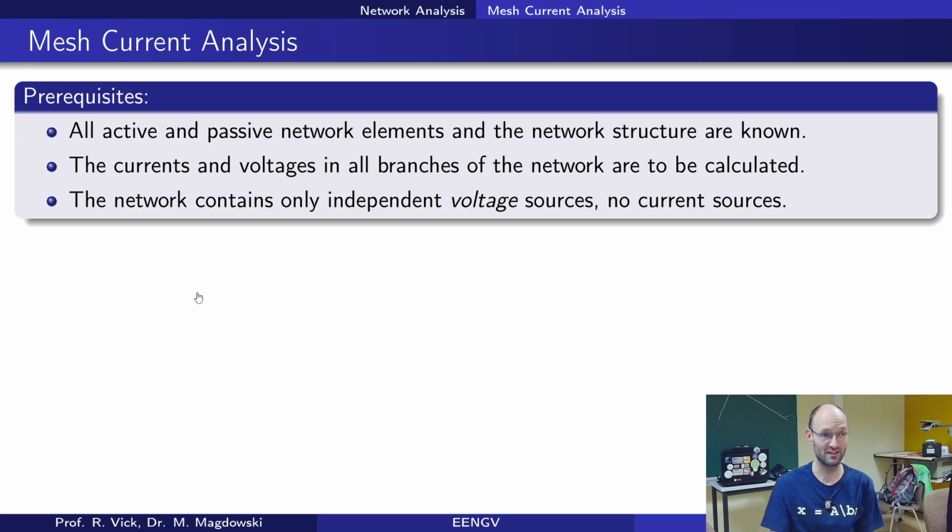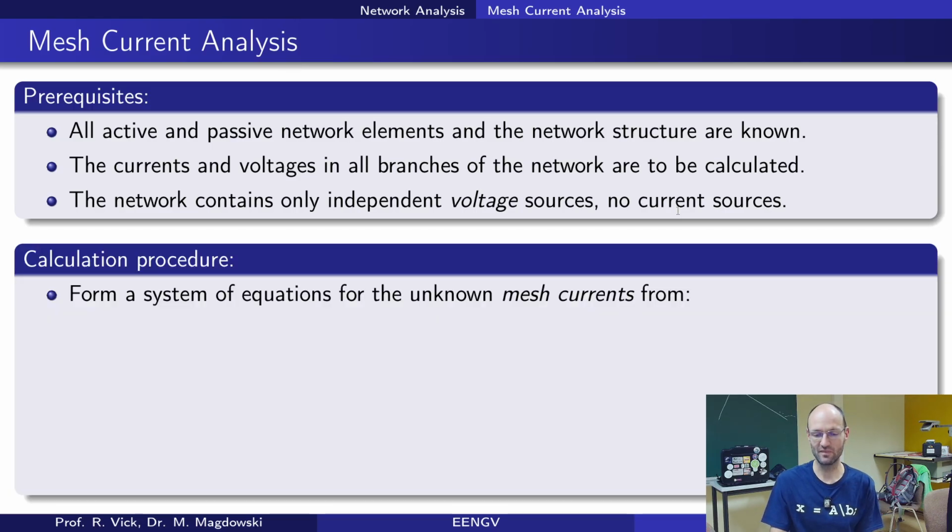Another prerequisite that we need for this mesh current analysis is that the network only contains voltage sources, no current sources. It's not impossible to also take a look at current sources in this method, but it's not that straightforward, and so we will only look at voltage sources. So if you have a network with current sources, take any other of the methods that we looked at, for example, nodal voltage analysis, which perfectly worked fine for circuits with current sources, but not really for voltage sources.